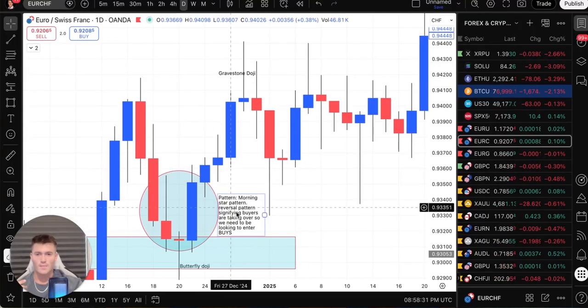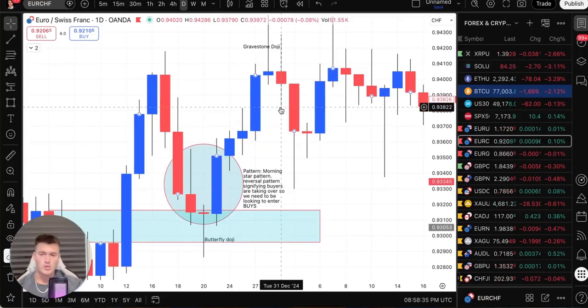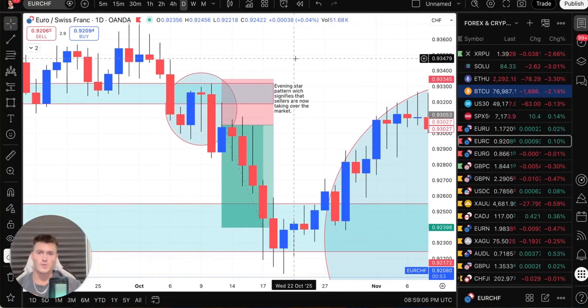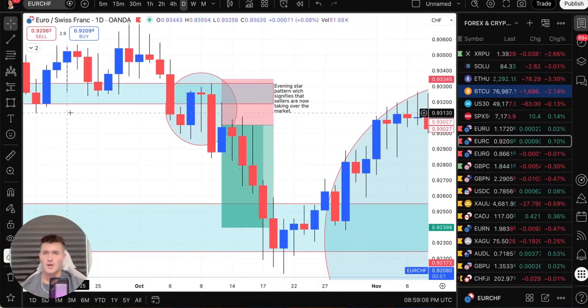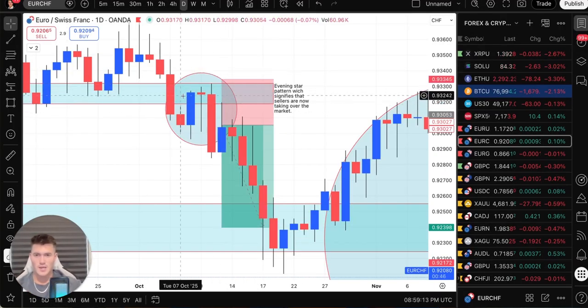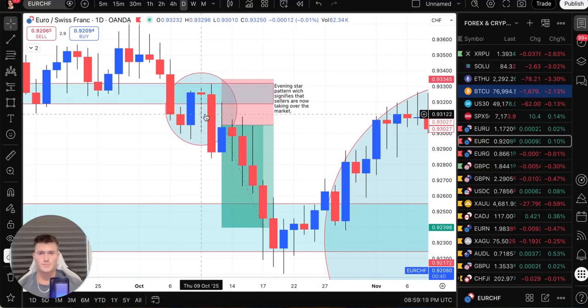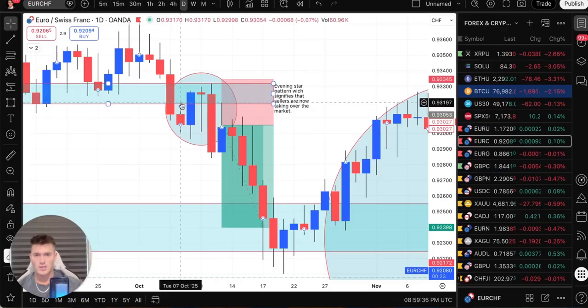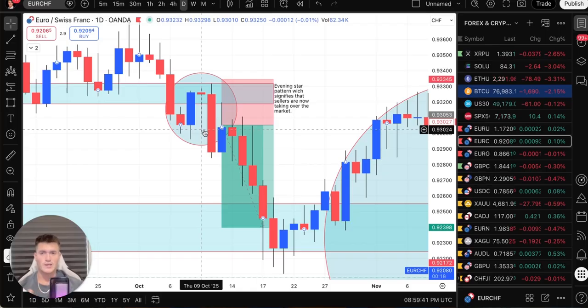We went over our butterfly doji and our gravestone doji, just our bearish and bullish dojis. And then over here, we went over our evening star. Want to make sure that we are, again, at an area of interest, that we get our pattern. We see this evening star pattern. Price is now below this area of interest. We are retesting this area of interest. We get this evening star pattern, which is a reversal pattern, meaning sellers are now taking over the market.